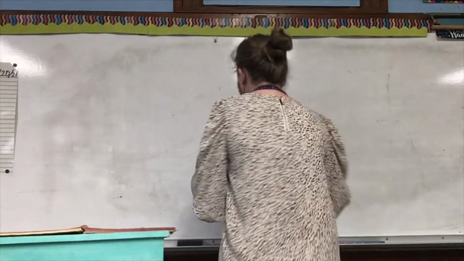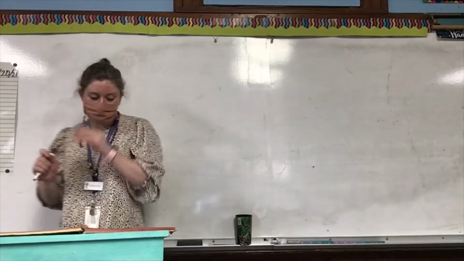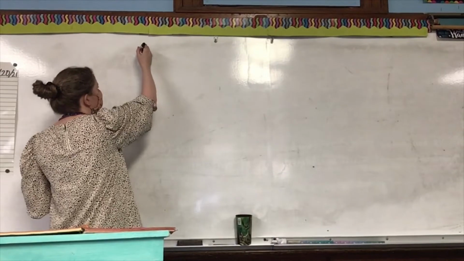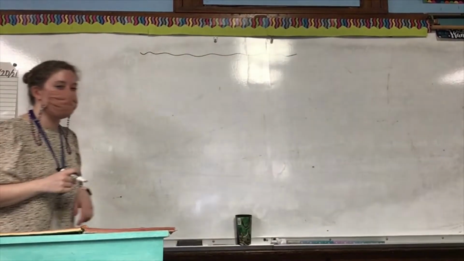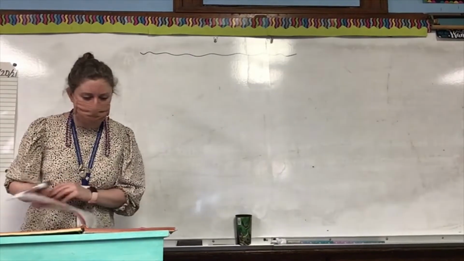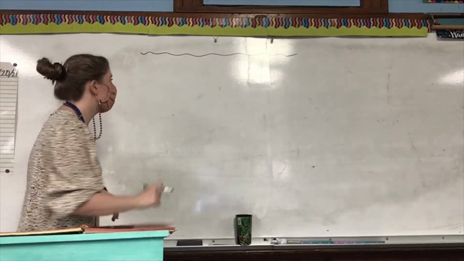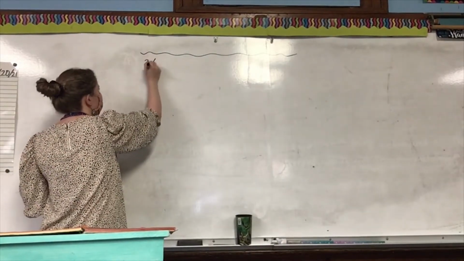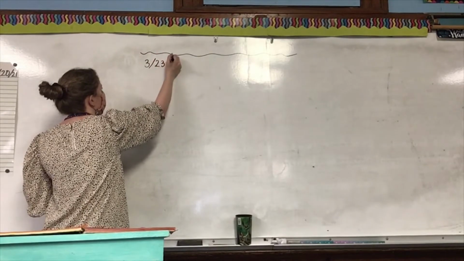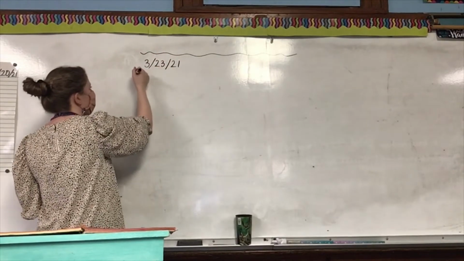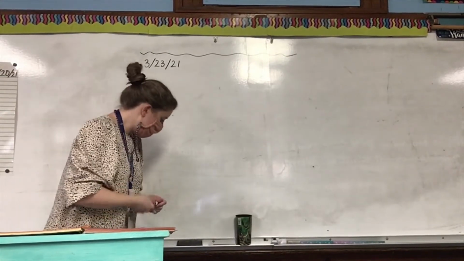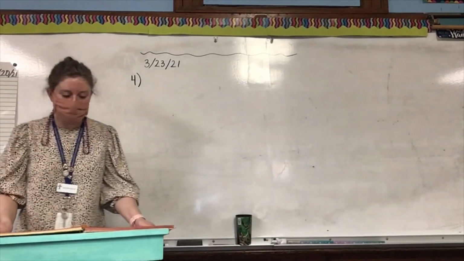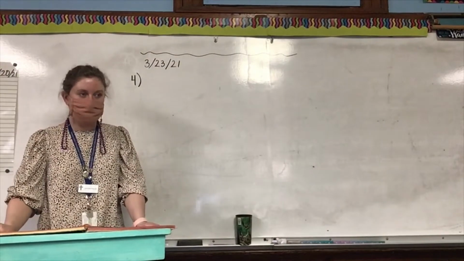Right now, open your vocab notebooks to the Chapter 8, Lesson 1 vocab. We're still on the same lesson, so you're just going to draw a squiggly line underneath number 3. And then write today's date, March 23rd, 2021, and we're going to start with number 4. Your textbook should be open to page 362.